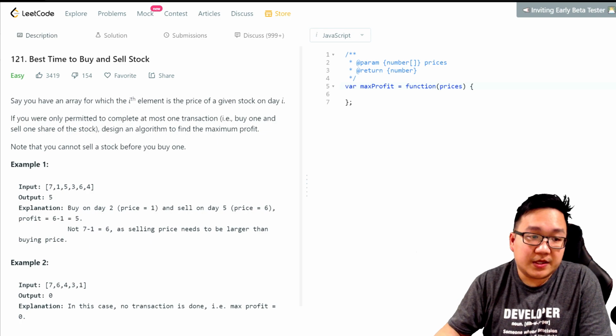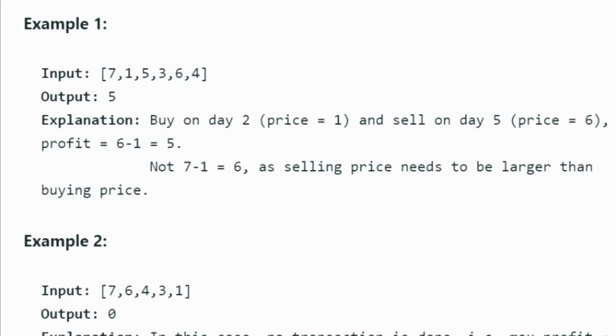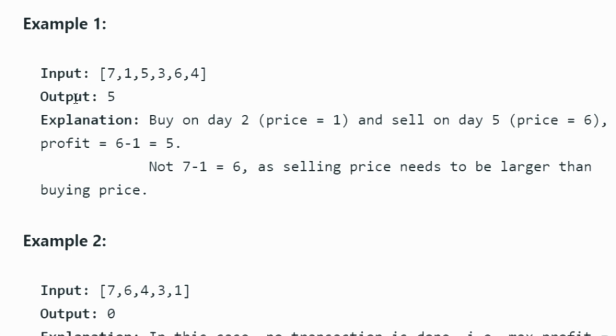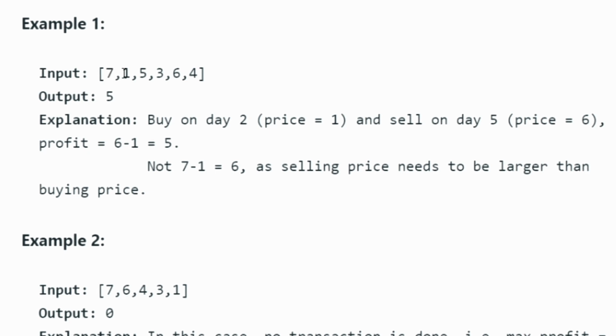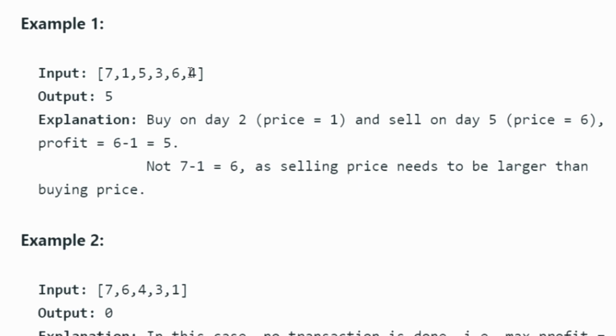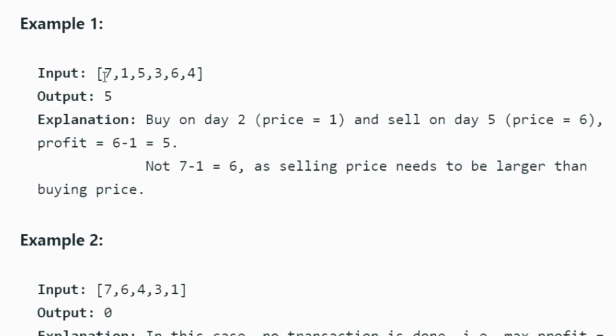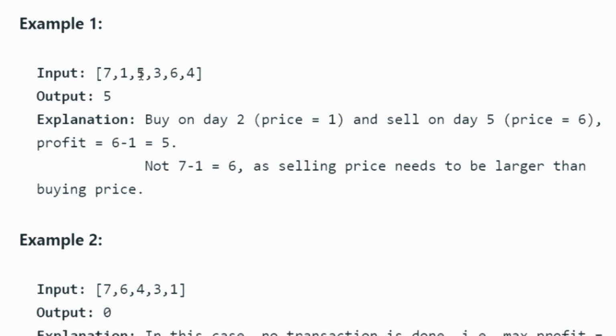So let's look at an example here to have a better understanding. The example that they give us highlights 7, 1, 5, 3, 6, 4, right? So just assume that at index zero, this is like Monday, Tuesday, Wednesday, Thursday, Friday. Okay, I know there's no trading on Saturdays, but we'll just arbitrarily think that there's trading on Saturday. So on day one, the price is $7. Day two, it's $1, $5, et cetera, right?